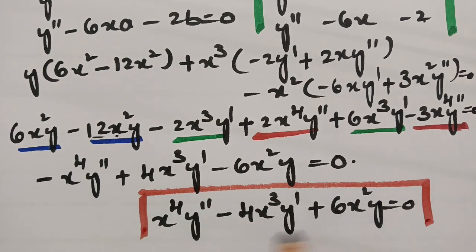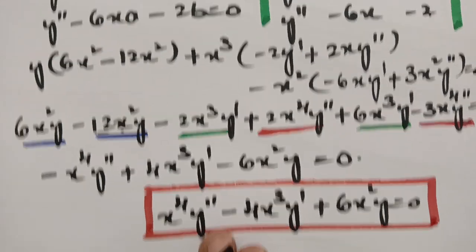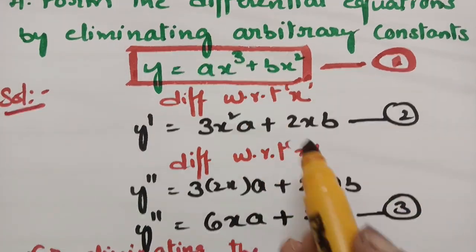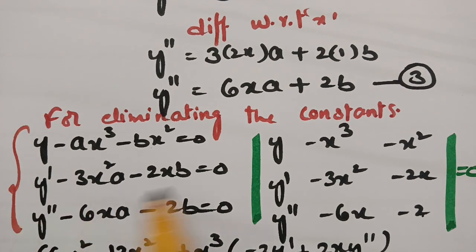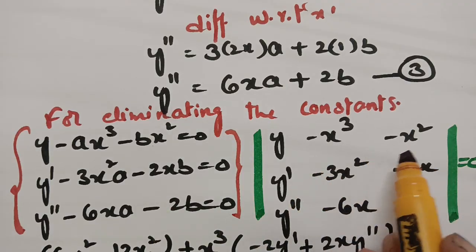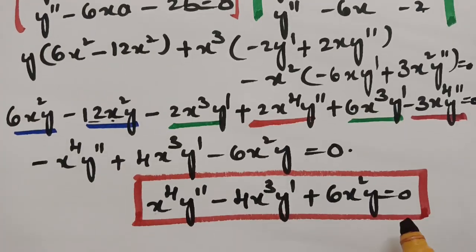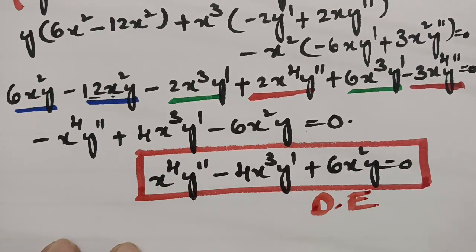So this is the differential equation formed after eliminating the constants a and b, and this is how we have to solve. This is so simple. This is the equation given, the first derivative is this one, and the second derivative is this one. So these are the three equations. In order to eliminate a and b, we have to take the coefficients of a as well as b, and find the determinant, and this will be the final differential equation formed after eliminating a and b.